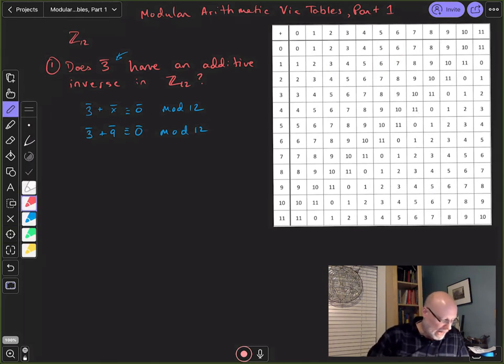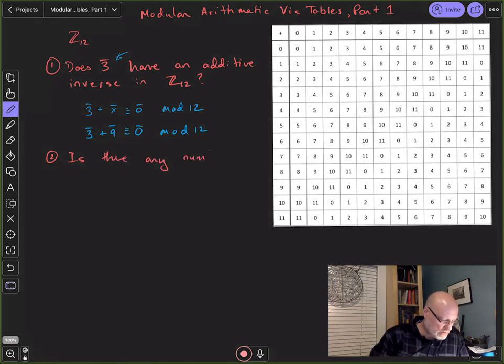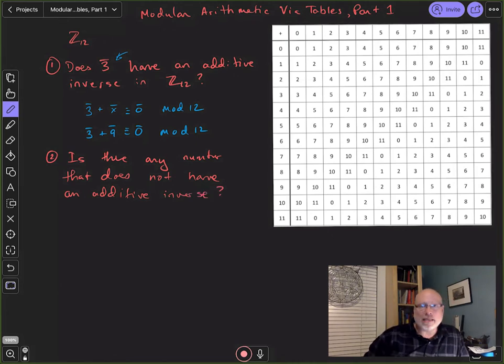So another question we might ask while we're looking at this is, is there any number that does not have an additive inverse? So what we're really looking for is any rows that are not going to have a 0 in them, because then what we're saying is that for that particular number, there's nothing we can add to it that will produce 0.